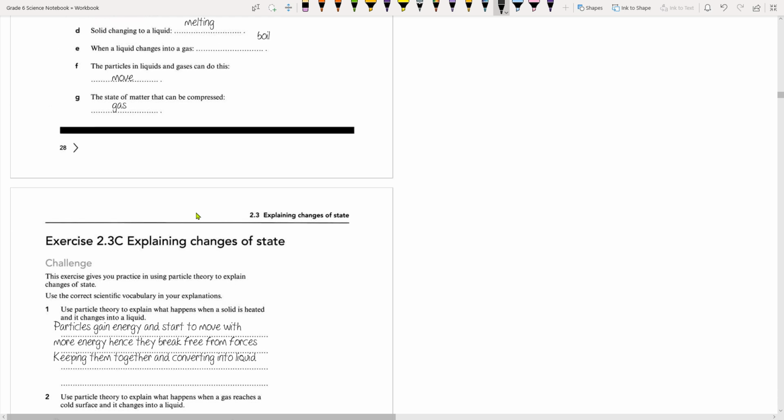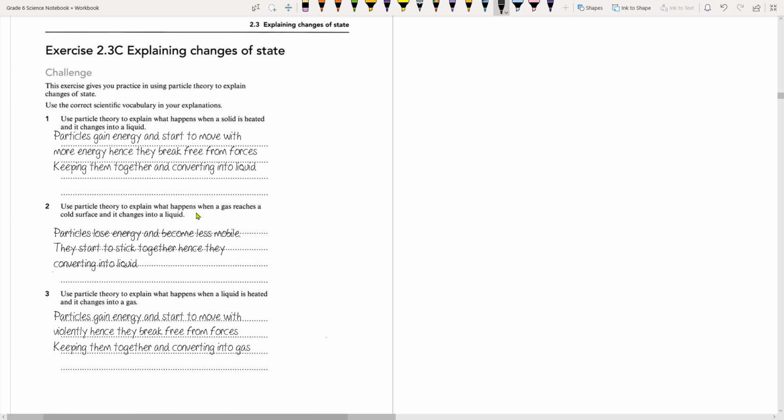Okay. Now explaining the changes of state of matter. Now you can go through these answers, they're very simple. This exercise gives you practice in using particle theory to explain changes of matter. Use the correct scientific vocabulary. Use the particle theory to explain what happens when a solid is heated and changes into a liquid. So they gain energy, they move past each other, and they break free from the strong forces keeping the solid together, and hence it converts into a liquid.